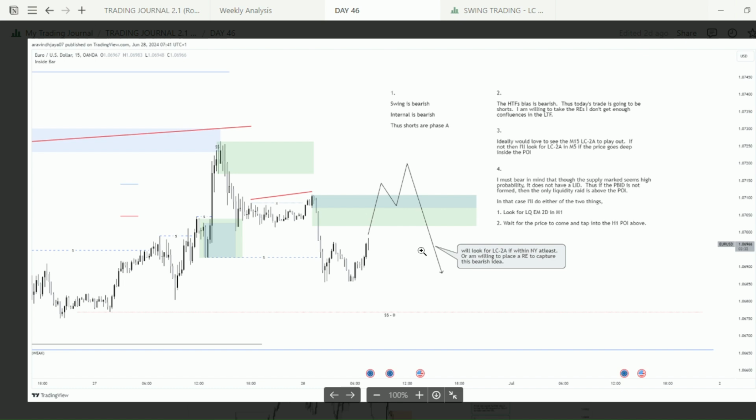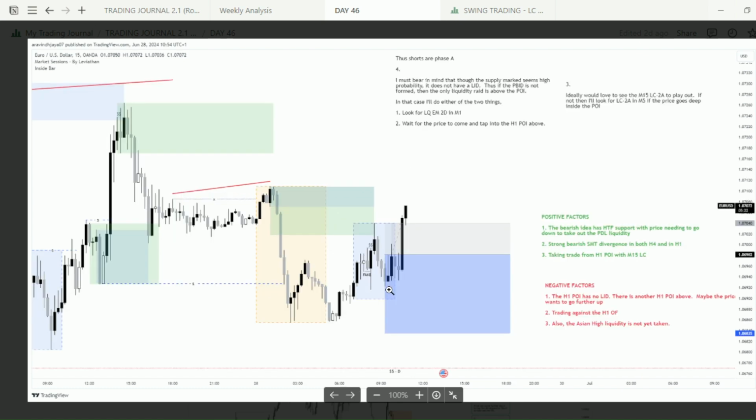When the liquidity is purged and the price tapped into the POI, I placed my entry right here. Price gave a good reaction, at least I think it's 0.7 hour, I think it's 1 hour, and then price pushed up heavily and took my stop loss. So yeah, it's a high quality trade. Definitely, it's a high probability trade.